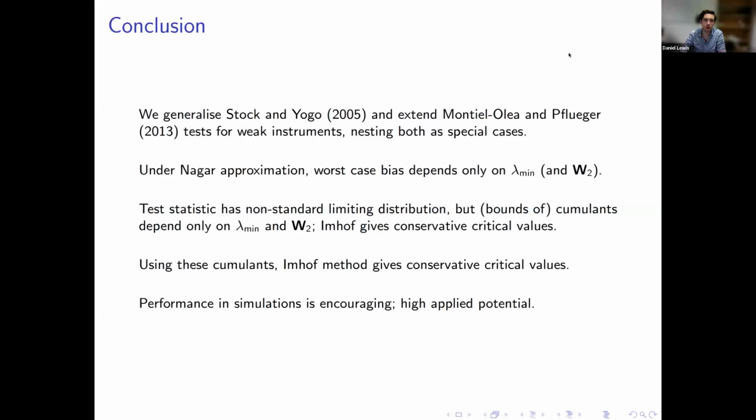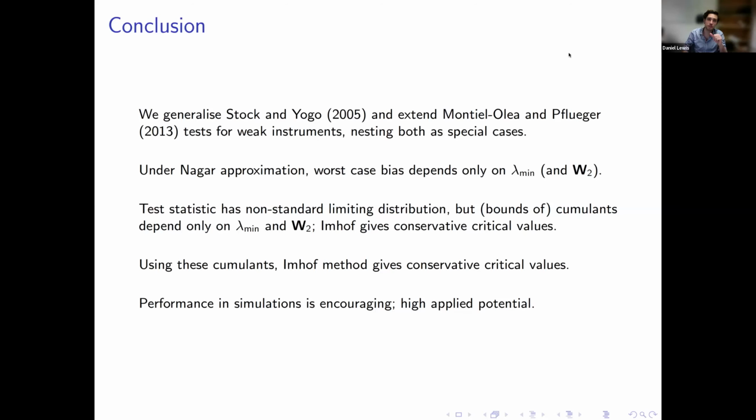So to conclude, what we've done in this paper is generalize the Stock and Yogo test and extend the Montiel and Pfluger test to finally have a fully general test for weak instruments that is robust to heteroscedasticity and autocorrelation, and allows multiple endogenous regressors. We've been able to nest both of those existing papers as special cases throughout.